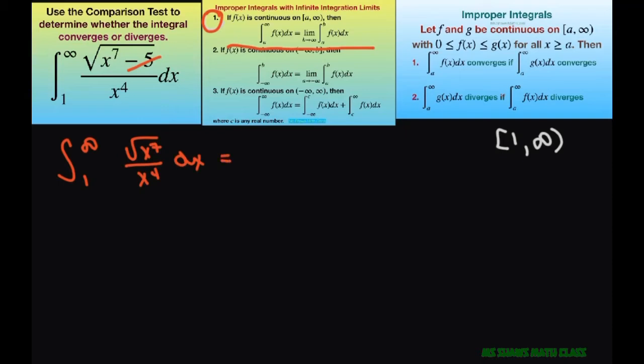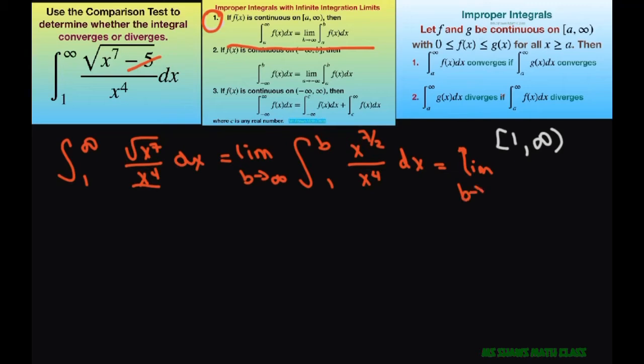So this can be written as the limit as b approaches infinity, changing this to b, and then 1. Rewriting this as x to the 7 halves divided by x to the 4th dx, which equals, if you simplify this, the limit as b approaches infinity of the integral from 1 to b of x to the negative 1/2 dx. All right, now let's integrate this.